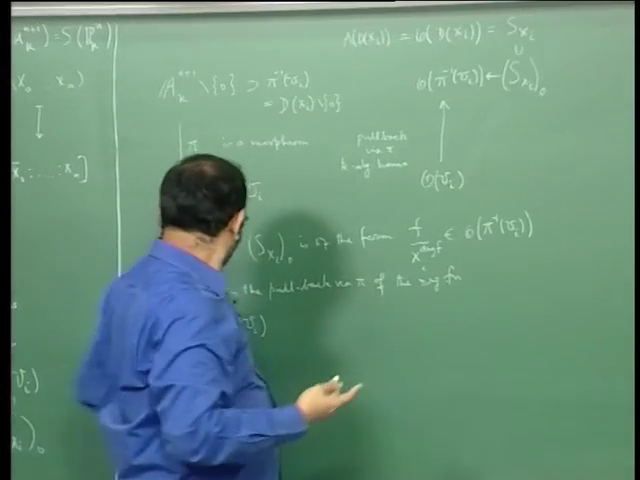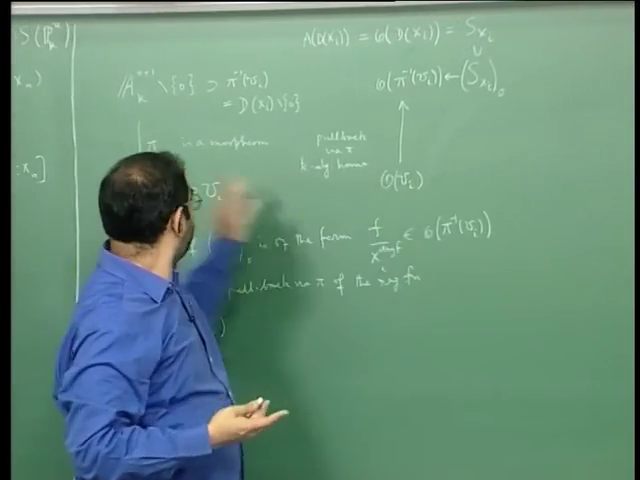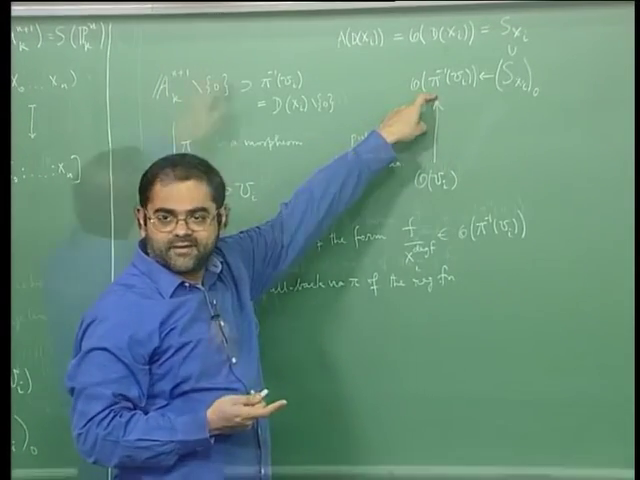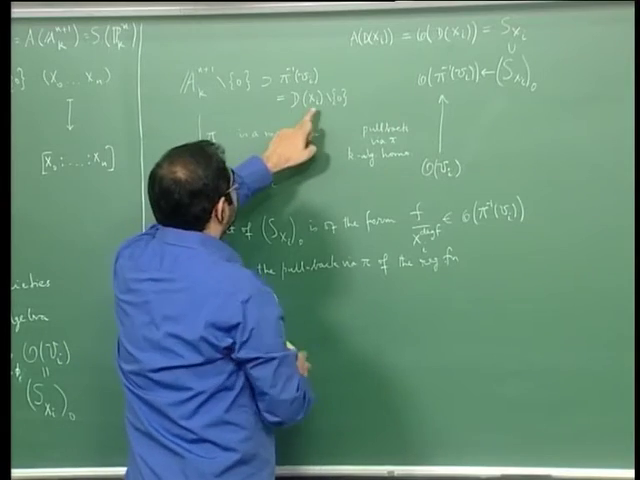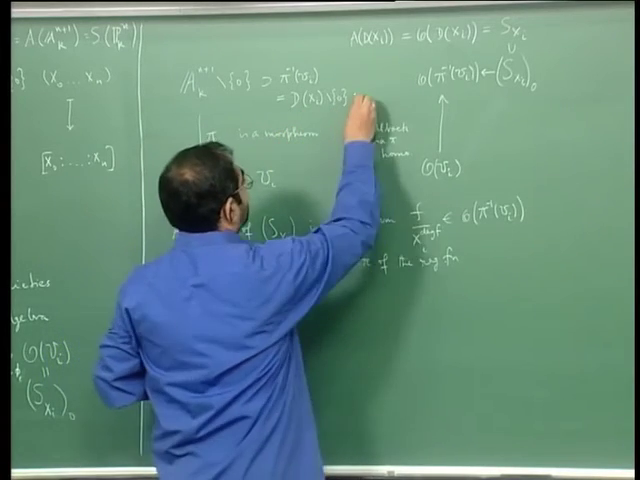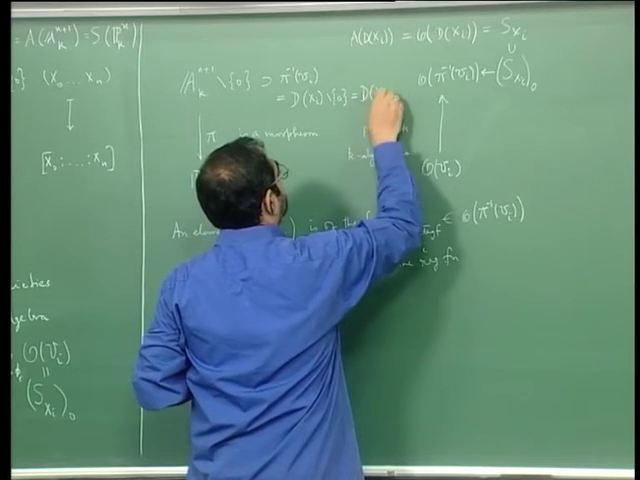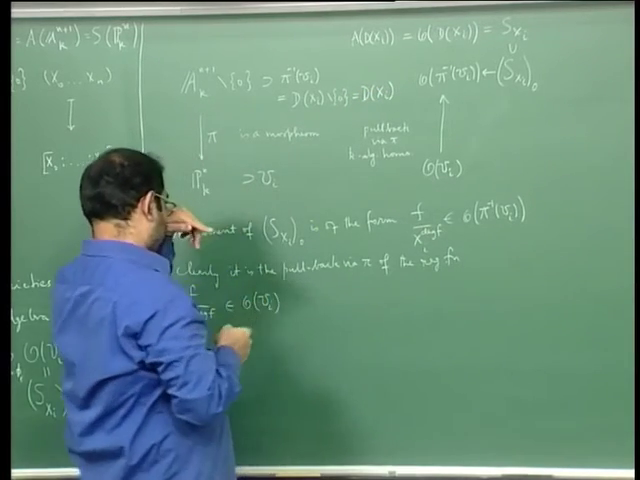And if you pull back this function below via pi, you will get this regular function above, alright. Here D(xi) minus 0 is the same as D(xi), because I do not have to remove the origin, it is already not there certainly.